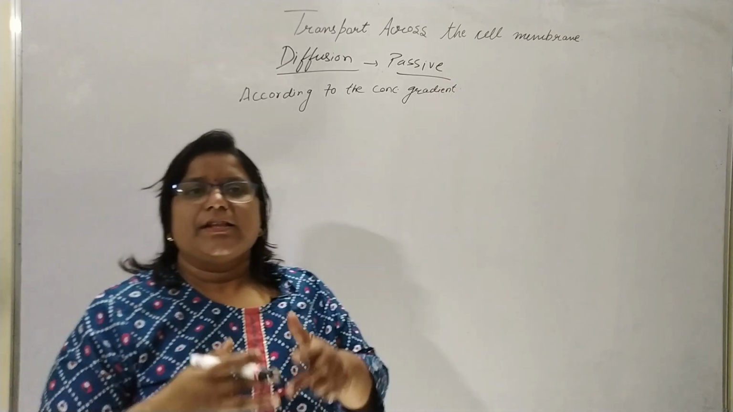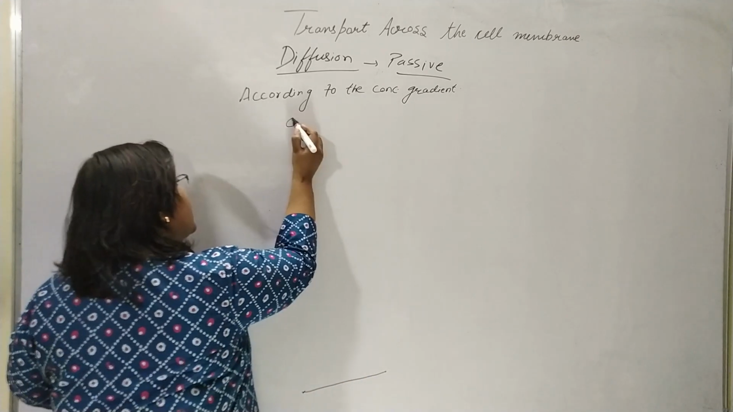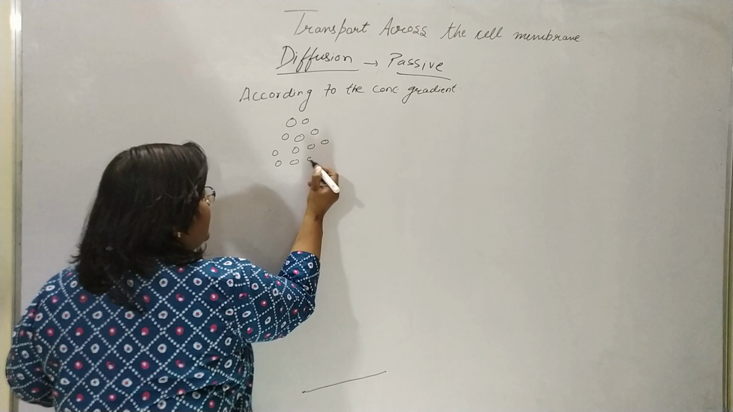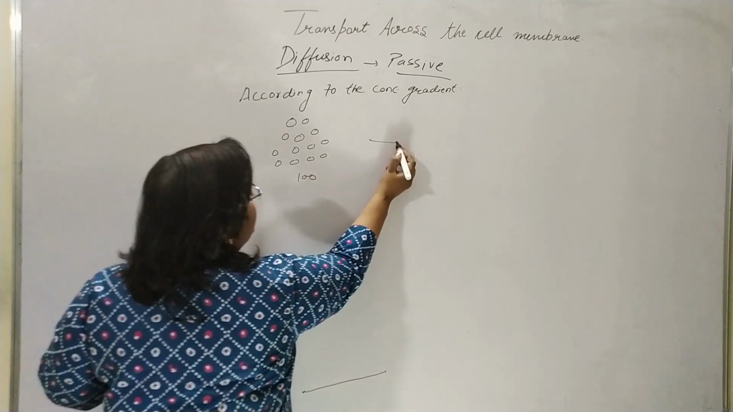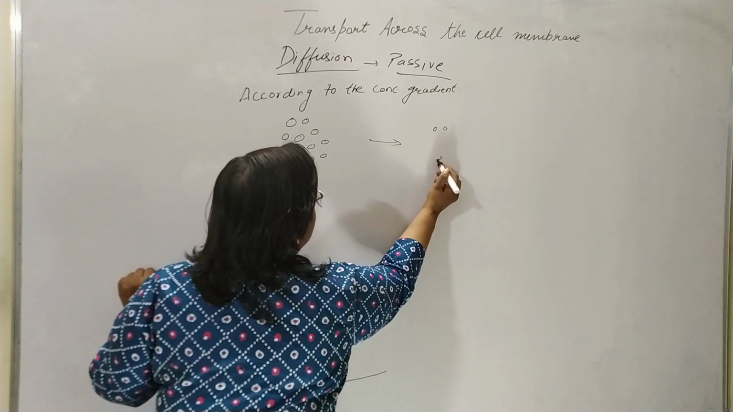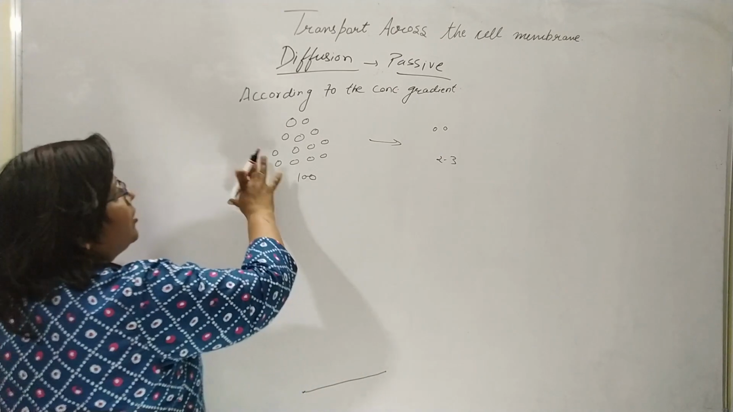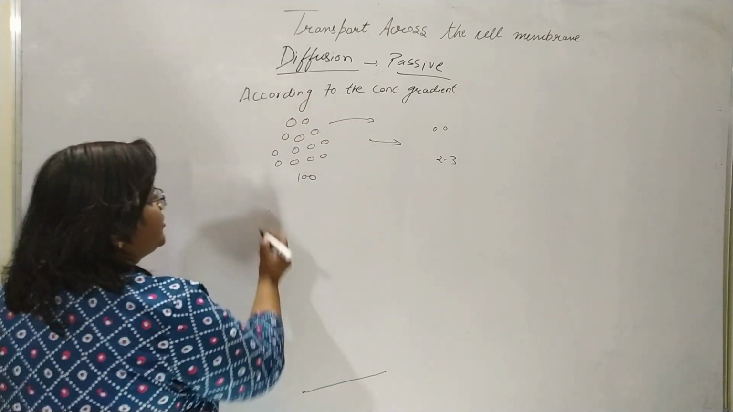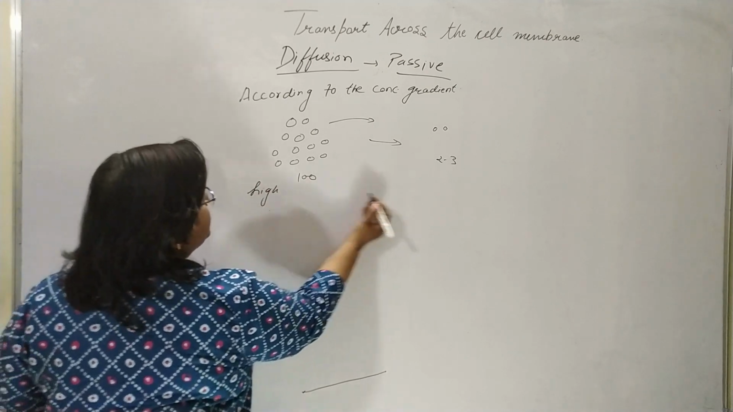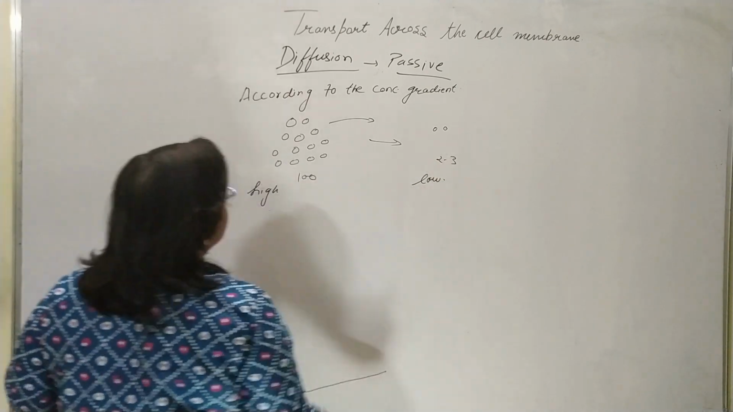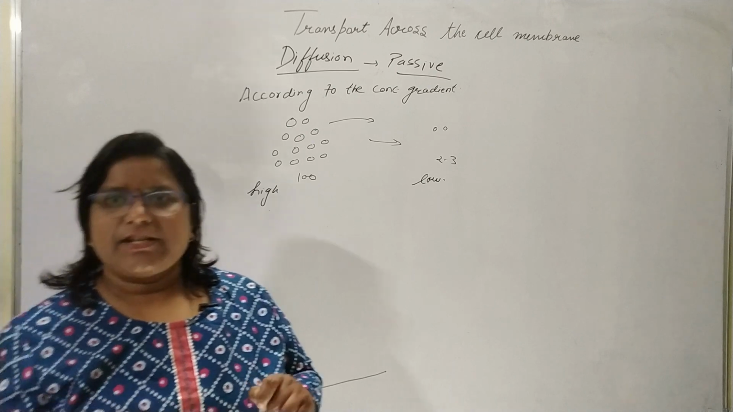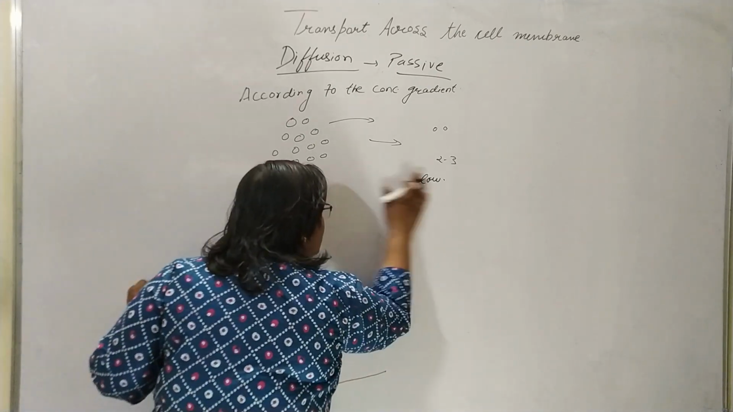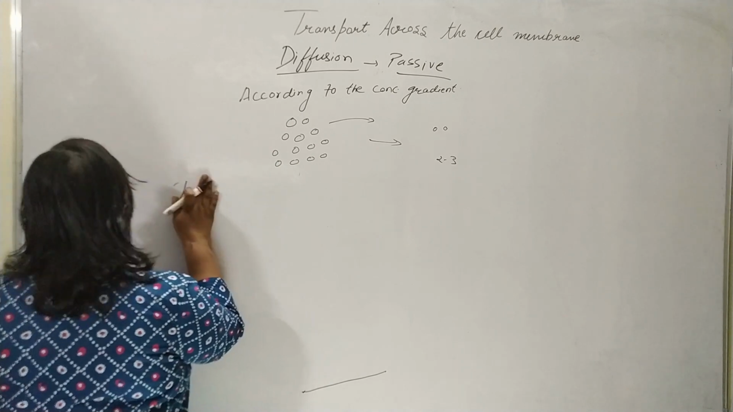Here the concentration gradient means, suppose one side has 100 particles and the other side has 2 or 3 particles. So automatically the particles will move from the higher concentration to the lower concentration. Okay, so we will write the definition: the movement of particles from high concentration to low concentration. I will write the definition.